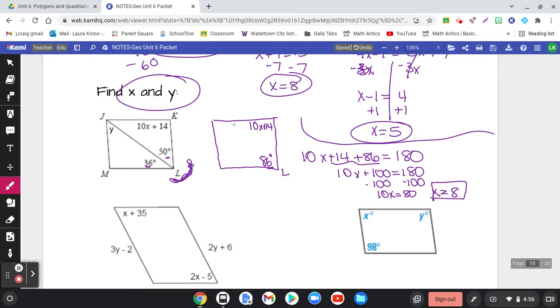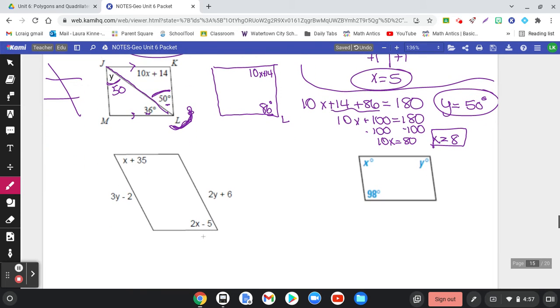Now, because these are parallel with each other, here's a parallel line cut by this transversal here, right? This angle and this angle are going to be equal. So y is just 50. So x is 8 and y is 50. All right, so really things either add up to 180 or they're equal.